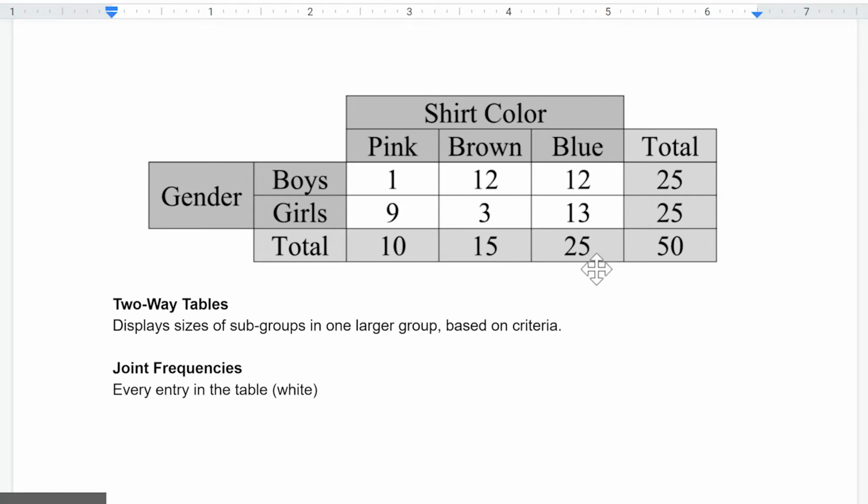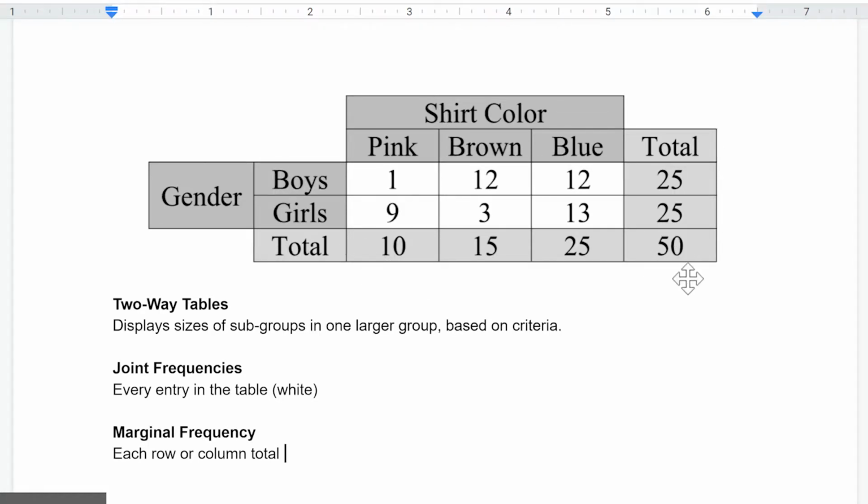Every entry in this table, in the white, is a joint frequency. So a joint frequency is just another way of saying an entry in the two-way table. A marginal frequency is the row or the column total. So 25, the total amount of boys, is a marginal frequency. 10, the total amount of people wearing pink shirts, is a marginal frequency.